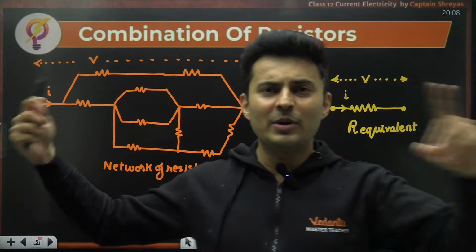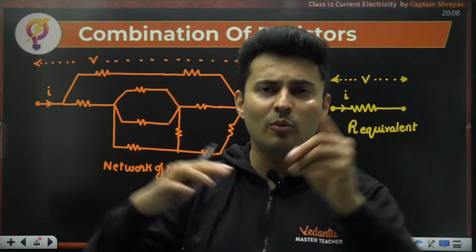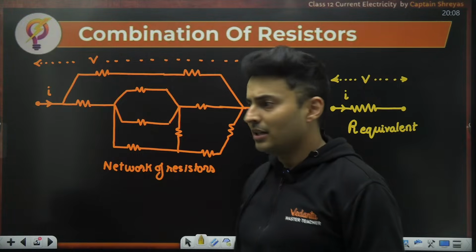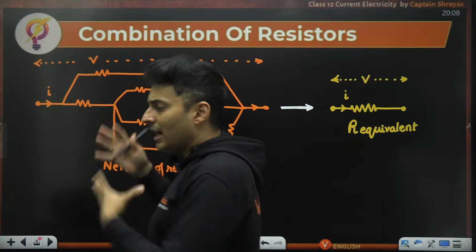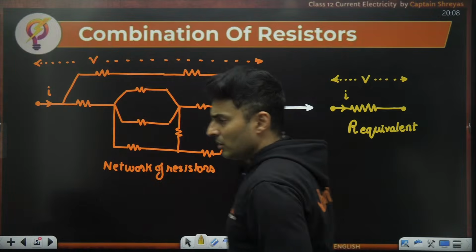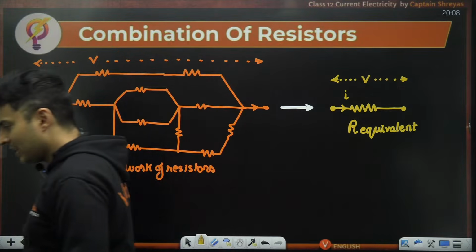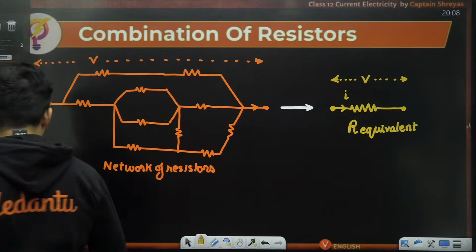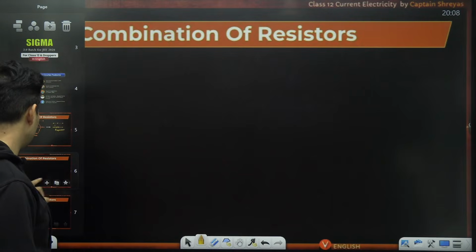Instead of 10 people you have one person, instead of 10 things you have one thing. So that is equivalent. It behaves in the same way as those of the other things over here. Correct? Perfect. Now there are two major combinations which we'll start off with.